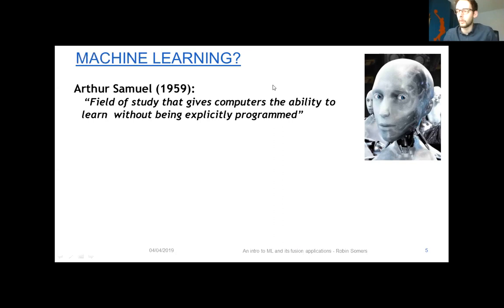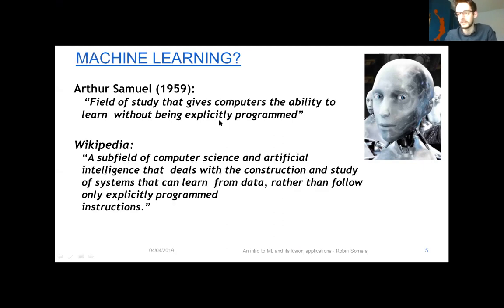But when one wants to find out the definition of something, what we always do is, of course, go to the ultimate source of information, and this is Wikipedia, right? The Wikipedia definition of machine learning is a subfield of computer science and artificial intelligence that deals with the construction and study of systems that can learn from data rather than follow only explicitly programmed instructions. So this is already a bit more broad, right? We see here also the term artificial intelligence appearing. This will also come back in the next slide.